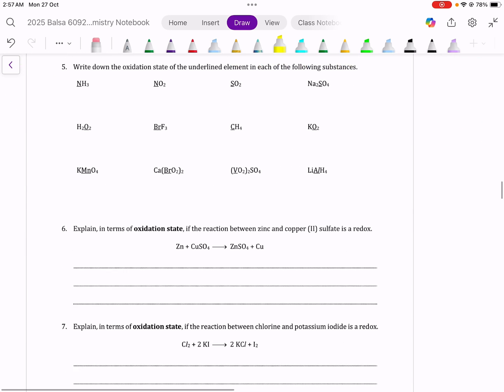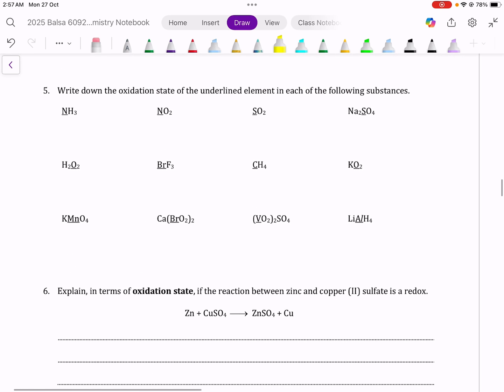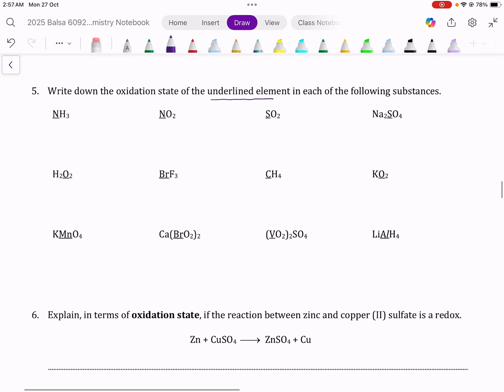Okay, let's go to the examples. The first 8, I think, are quite simple. Basically you find the oxidation state of all the underlying elements. I think the last 4 are the tougher ones.